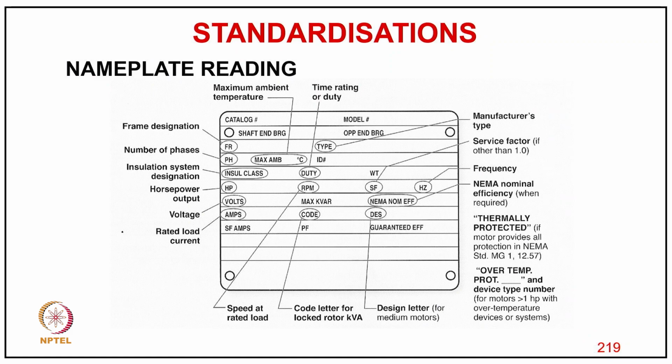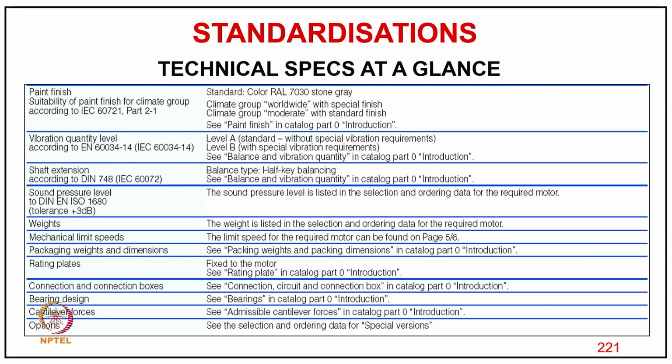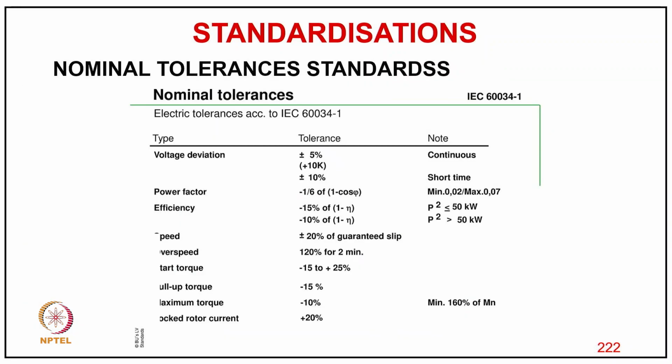As you can see the different parts here: the frequency, phase, duty, speed, horsepower, volts, typically amperes, the different codes, then the frame size and duty, and even typically efficiency are also given. And these are the typical technical specifications at a glance for an IC based squirrel cage induction motor. As you can see, the different parameters of it as a technical specification.